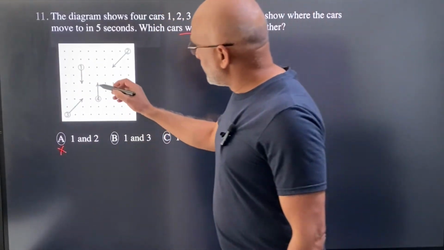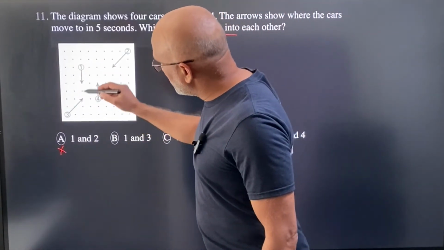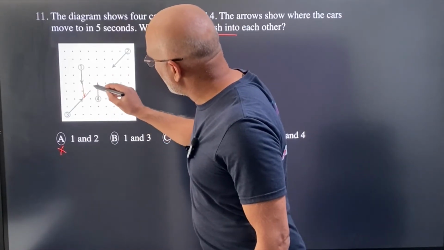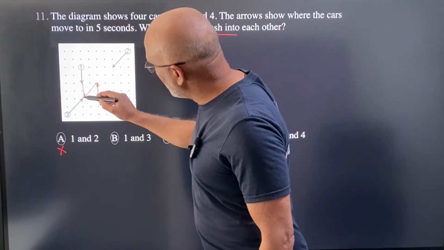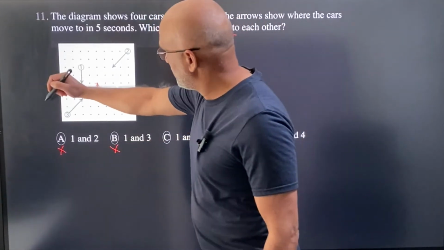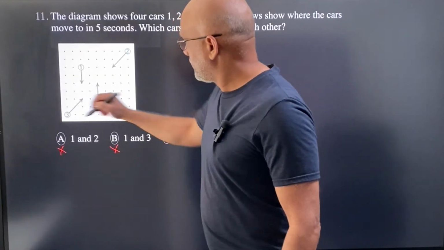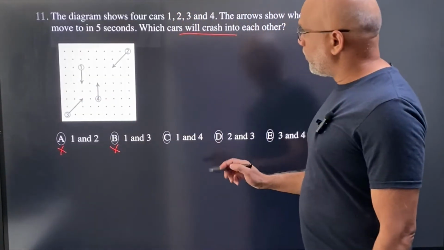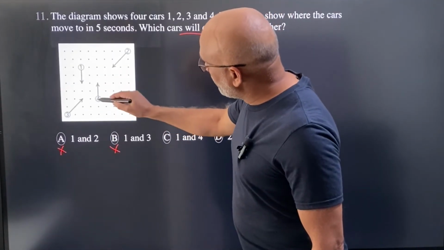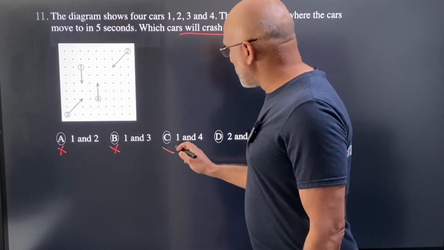1 and 3. So 1 comes here, 3 comes here. Next 5 seconds, 1 will come here, and 3 will go here. But by the time it comes here, it would have already left. So 1 and 3 are not going to crash. 1 and 4. Okay, 1 is going this way, 4 is going this way, so they are definitely not going to crash.